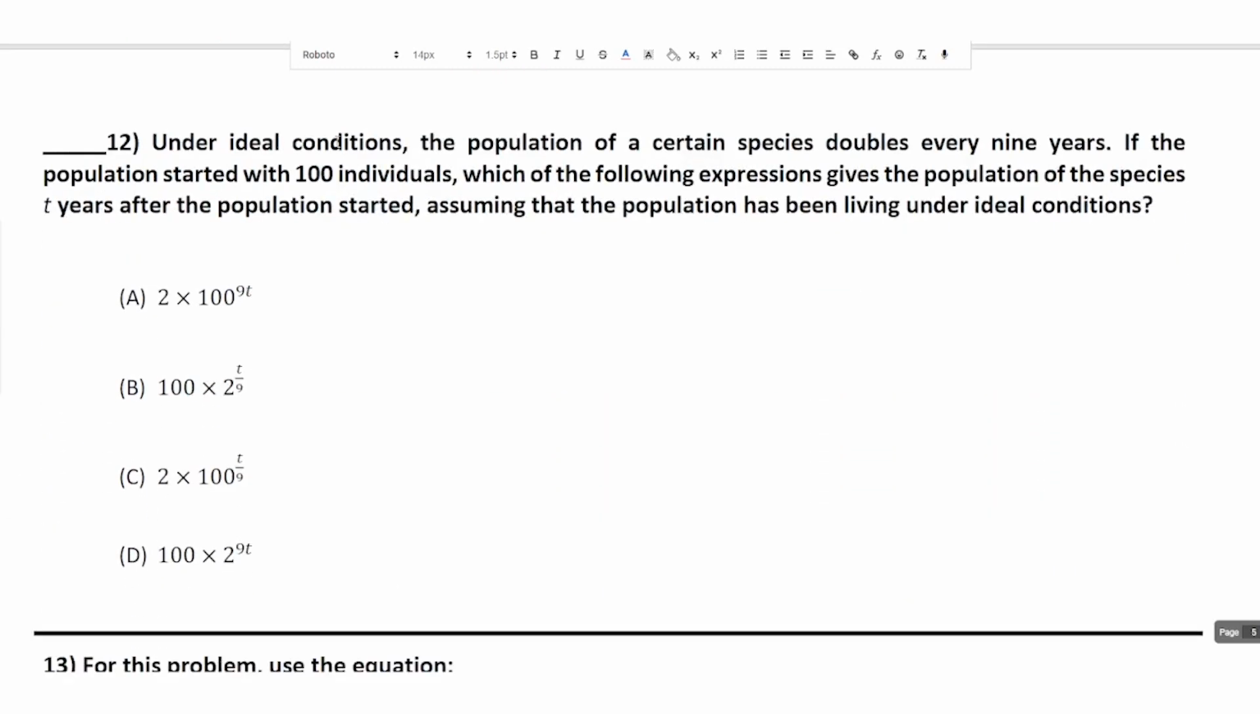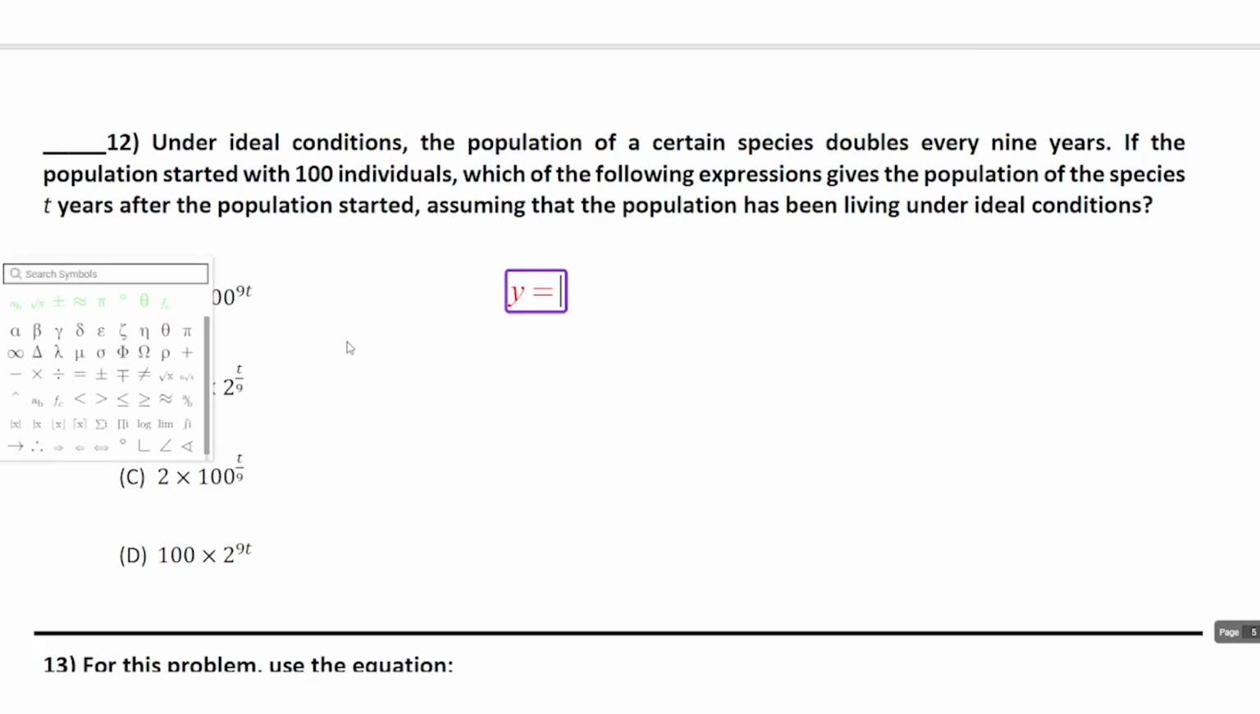Under ideal conditions, the population of a certain species doubles every 9 years. If the population started with 100 individuals, which of the following expressions gives the population of the species t years after the population started, assuming that the population has been living under ideal conditions? So this is one of those exponential function equations, a times b to the x.